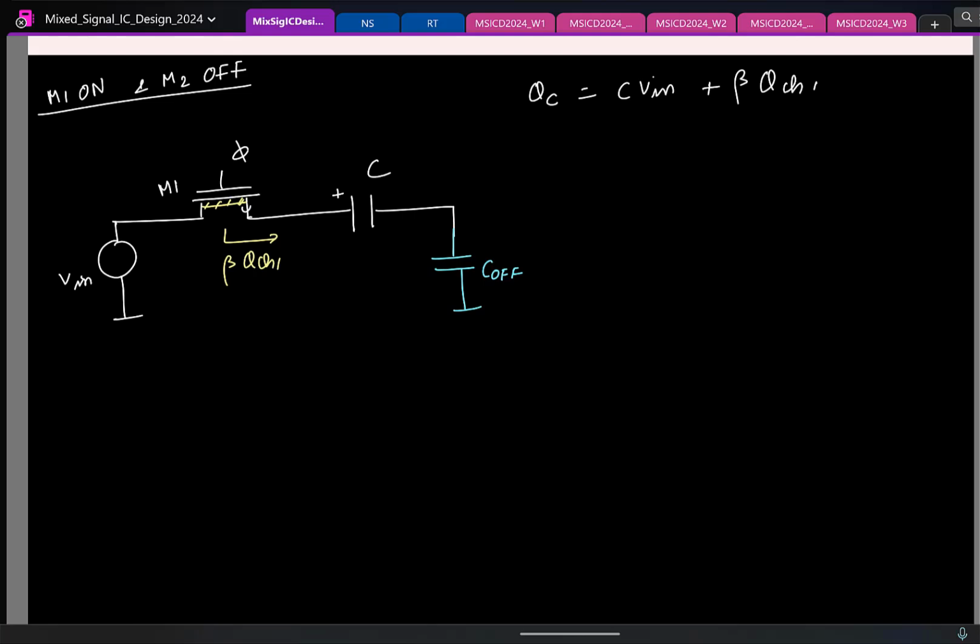Now similarly, what can you say about the charge added on this plate? That's also beta times QCH1. Remember, when two elements are in series, charges will be the same. Current is the rate of flow of charge, so if the current flowing through two elements in series is the same, that holds good for charge. So now what is the problematic term here? This guy. If I want to eliminate this, what kind of operation can I do on these two? If I subtract, I am fine. So I will do either QC minus QC off or the other way around.